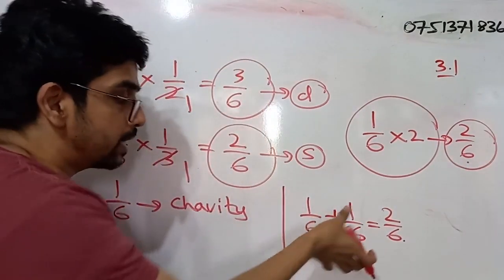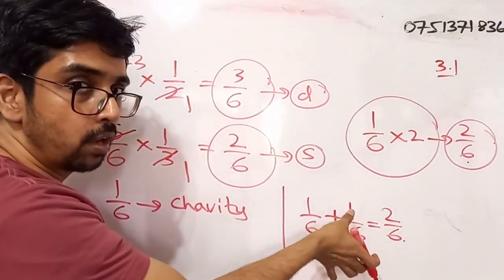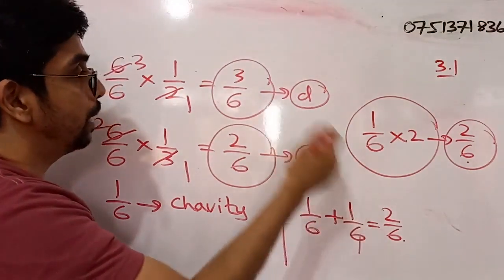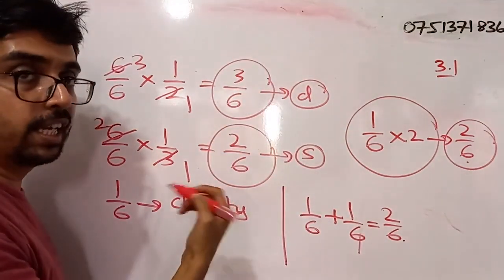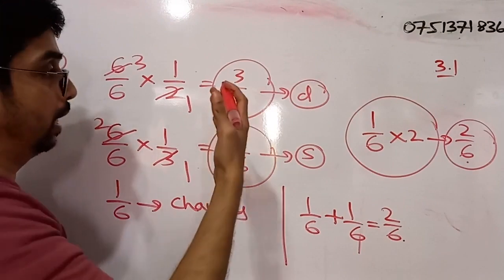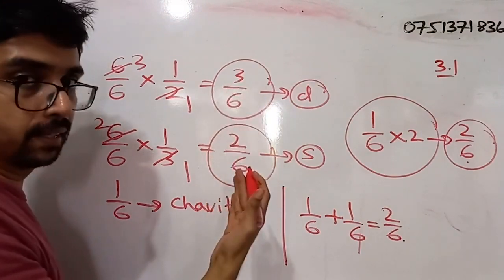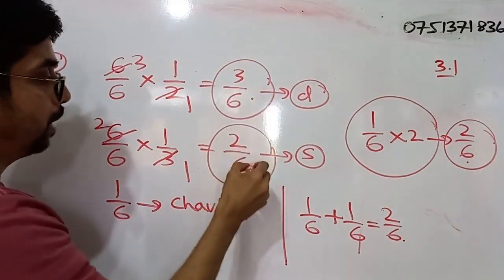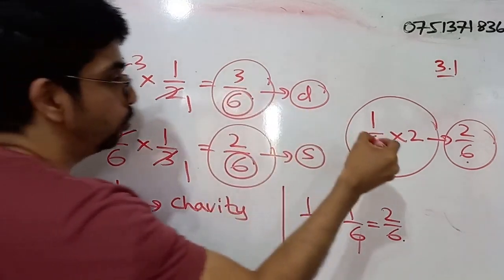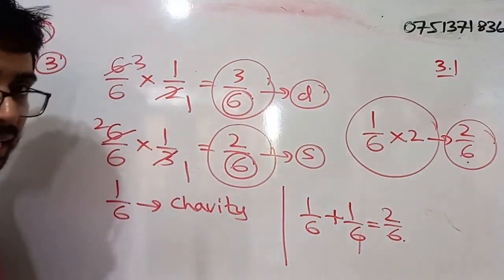Who gave the extra 1/6, the daughter? Initially she had 3/6.